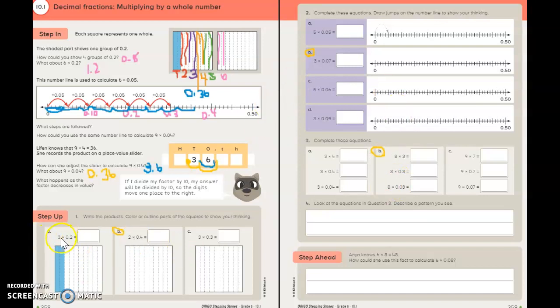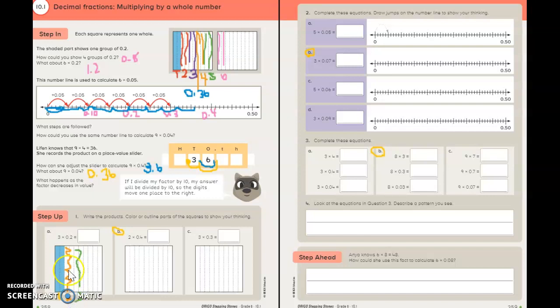Okay, so the first problem right here, it says 3 multiplied by 2/10. So I need 3 groups of 2/10. Well, here's one group of 2/10. I need 3. So I'm going to do another group. Here's another group of 2/10. So 2 there. And then I need a third group of 2/10, so I'm going to change the color and do purple or green. Okay, here's my third group.